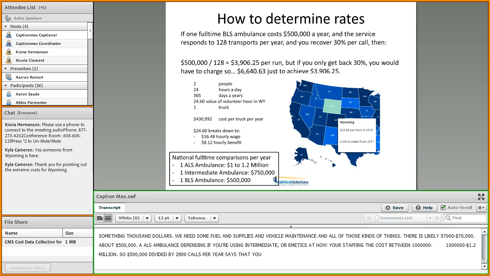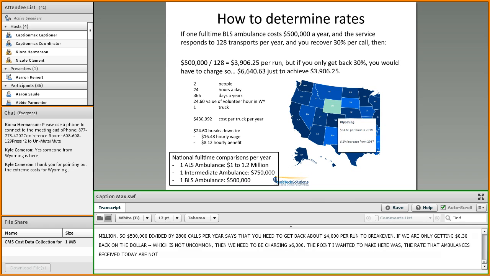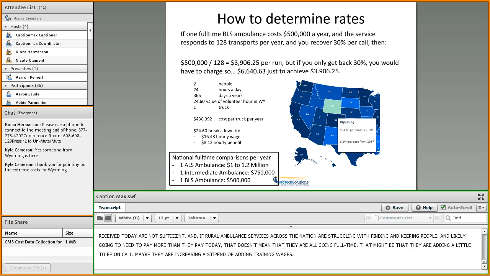Well, we need some fuel and some supplies and some vehicle maintenance and all of those kinds of things. So there's likely $50 to $70-some thousand for that. So a BLS ambulance 24 hours a day, about $500,000. An ALS ambulance, depending on if you're using intermediates, AEMTs, paramedics, and how you staff, may cost between $1 million to 1.2. So $500,000 divided by 128 calls a year says you need to get back about $4,000 per run to break even. But of course, if we're only getting about 30 cents back on the dollar, which is not uncommon, then we need to be charging $6,000-some.